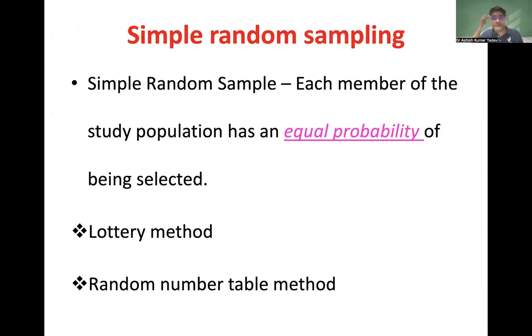Now coming to the types of probability sampling, the number one and the most important one is simple random sampling. In simple random sampling, each member of the study population has an equal probability of being selected. There are some examples. One is the lottery method and the second one is the random number table method.